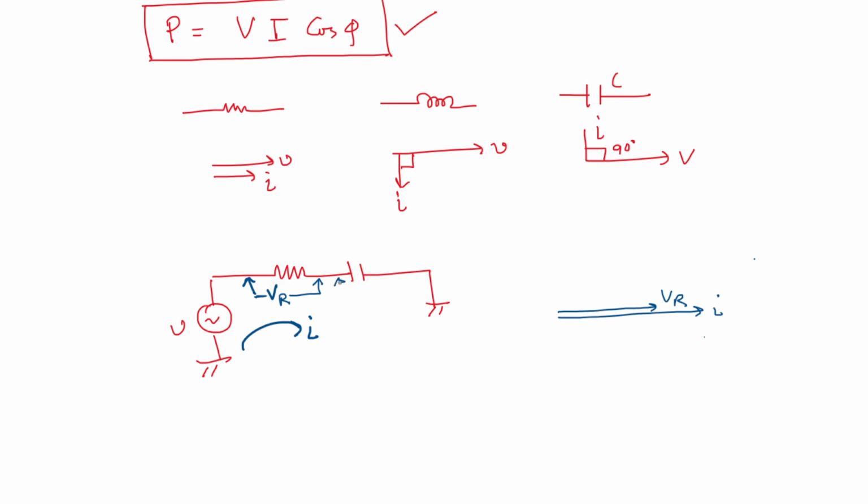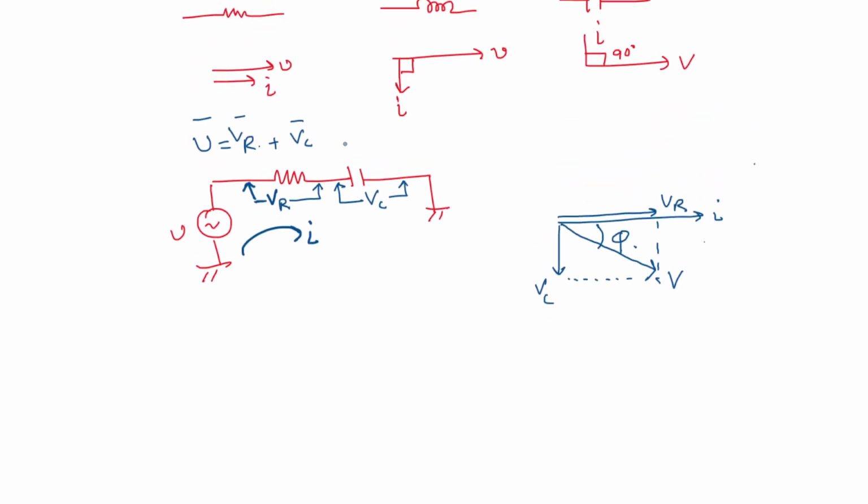Now if this is VC, then current flowing through a capacitor should be 90 degrees leading. So therefore VC should be directed along this direction. So the phasor summation of VR and VC, V equal to VR plus VC, we have in this direction. We are getting something reverse as compared to the previous one, and this angle is phi, which is called the power factor angle.